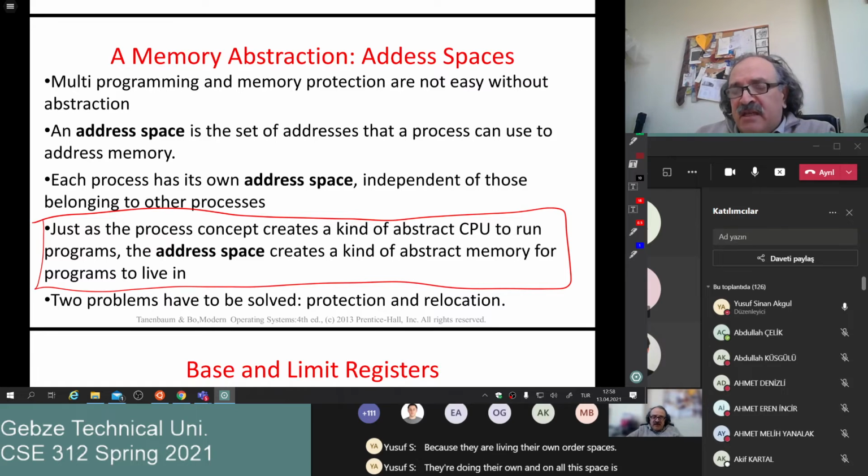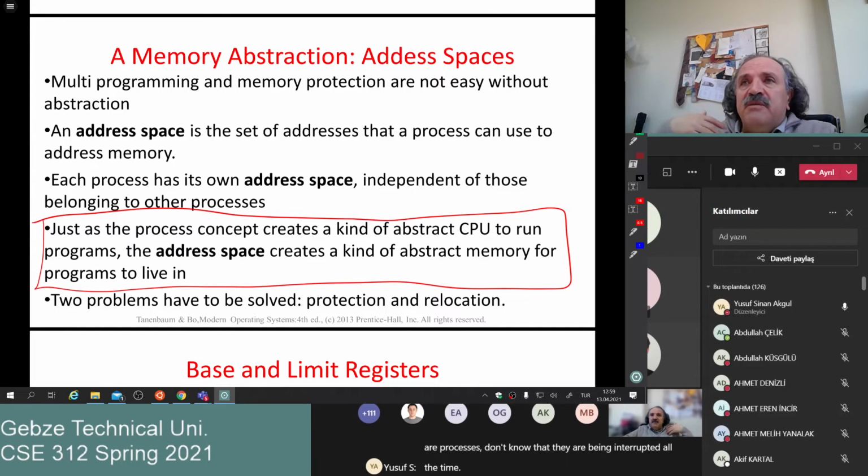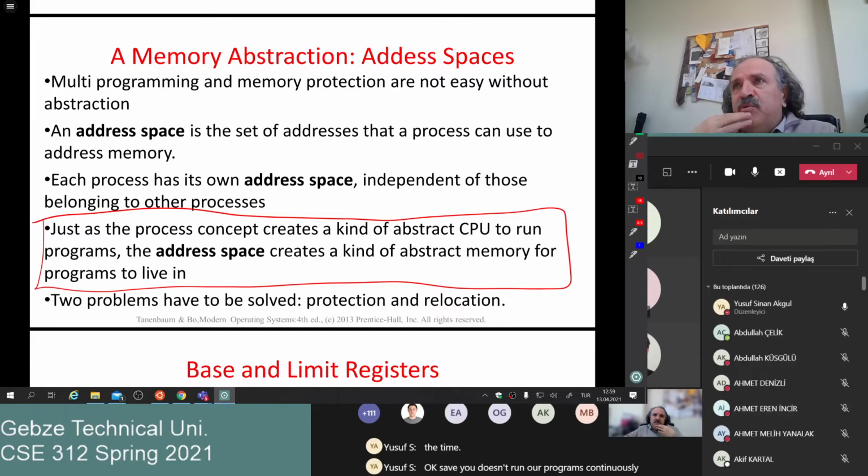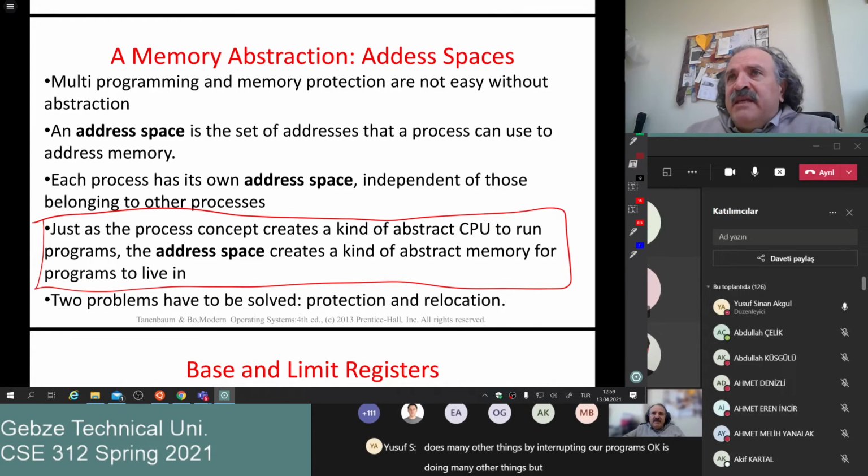Like our processes don't know that they are being interrupted all the time. The CPU doesn't run our programs continuously. The CPU does many other things by interrupting our programs, but our programs think that they are the only owner of the CPU, and we like our programs to think that way about the memory too.